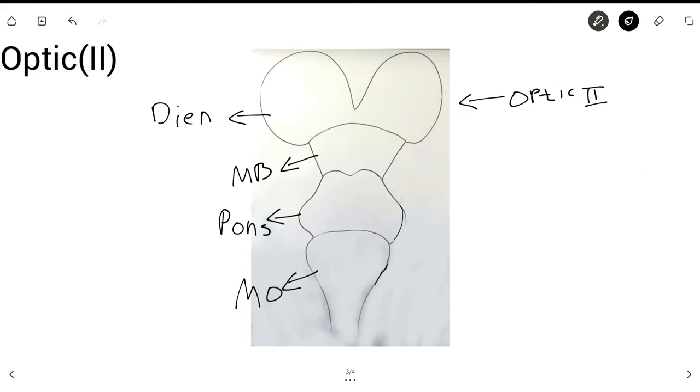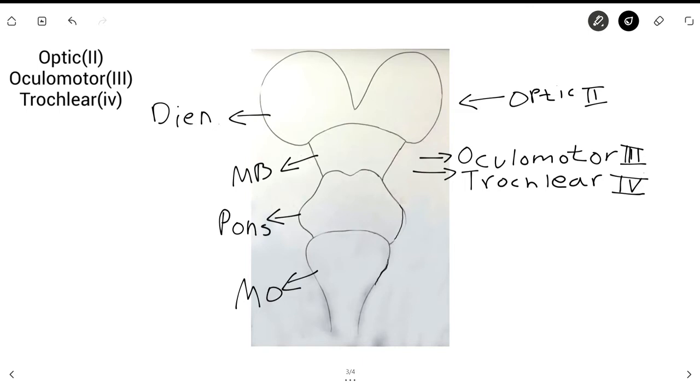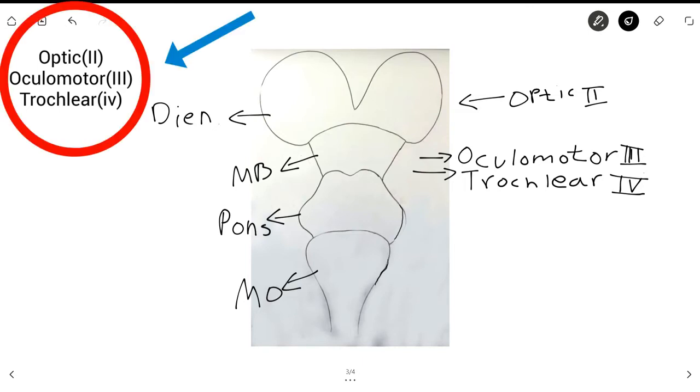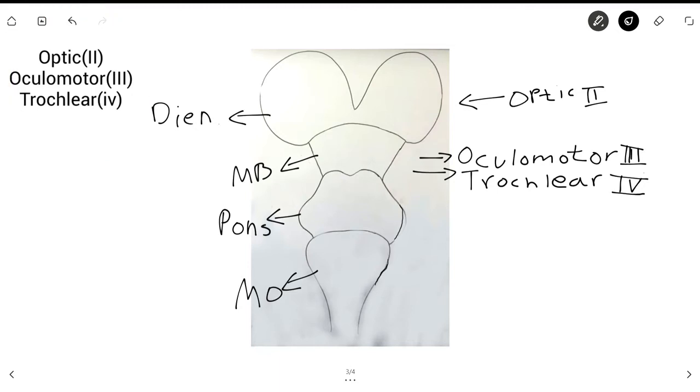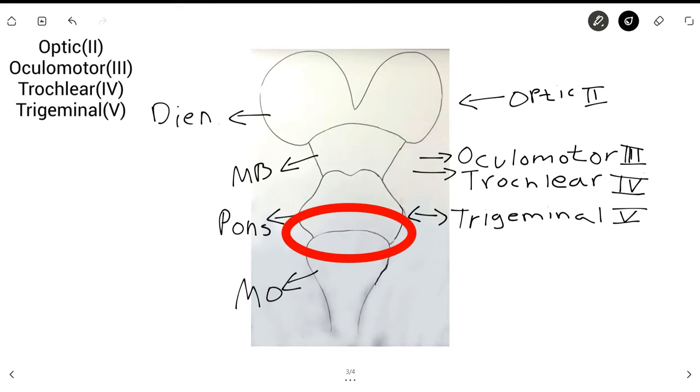And then in your midbrain, you have your oculomotor and your trochlear nerves, and both of these are motor. Just in case my handwriting's bad, I'm going to display all of these nerves on the left side of the screen, so feel free to take a look at either the typed out version or my written out version, up to you. And then in the pons, we have the trigeminal nerve, which is both a sensory and a motor, and that's the 5th cranial nerve. In the junction of the pons and the medulla oblongata, you have 3 cranial nerves.